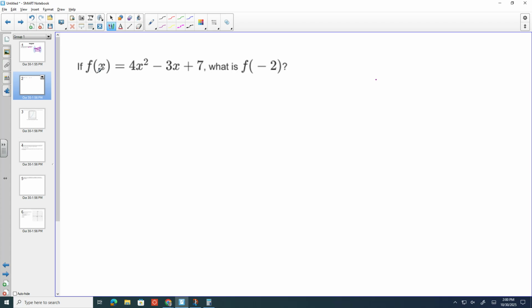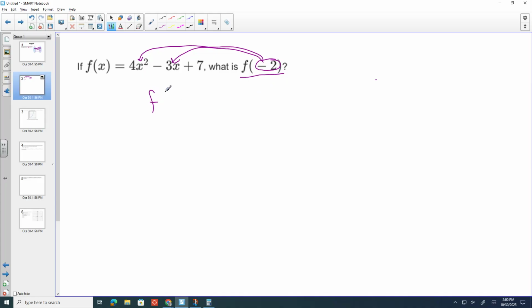The next one, if f of x equals 4x squared minus 3 times x plus 7, what is f of negative 2? Remember that when we see a statement that looks like this, when they give us a value inside the parentheses, that means that is an input number. So we're going to plug it in for the x values to see what the output was.